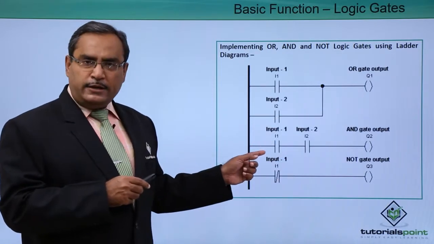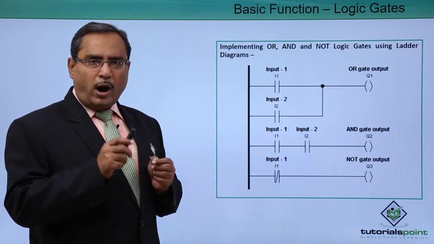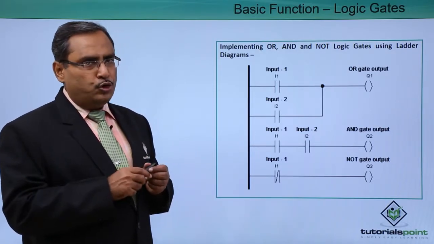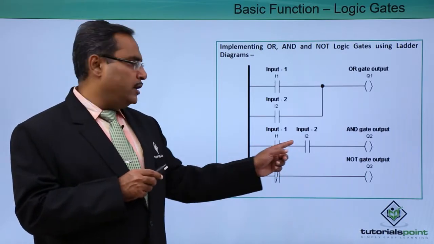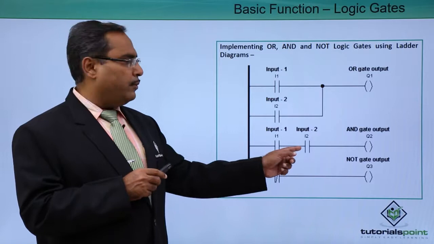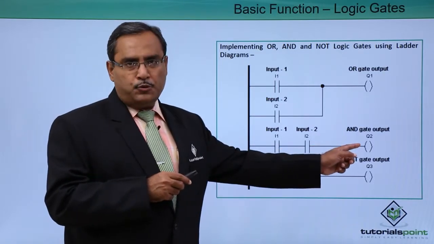In case of AND gate, we know that when both inputs are 1 or on, then only the output will be on. So, we are putting two NO switches in series. This is our input 1, this is our input 2 and the respective output is there.